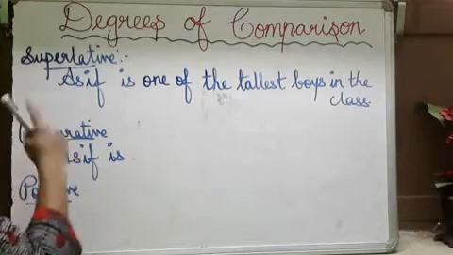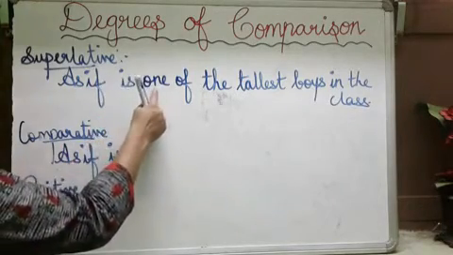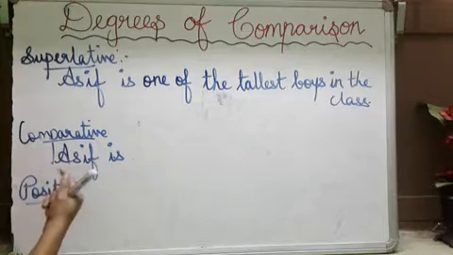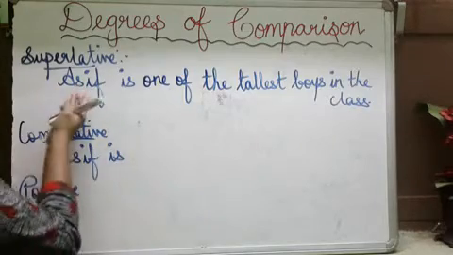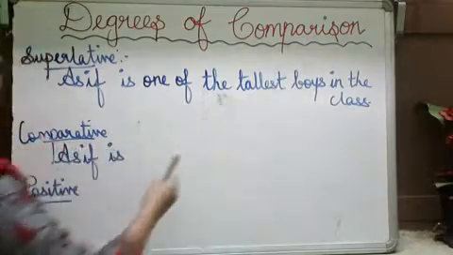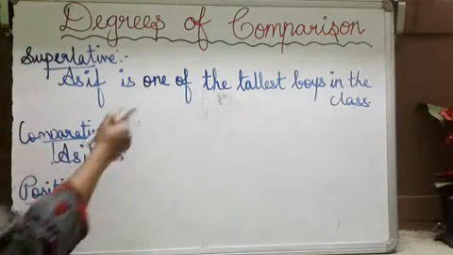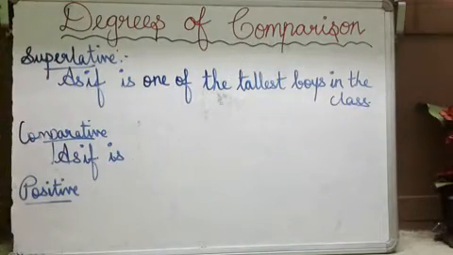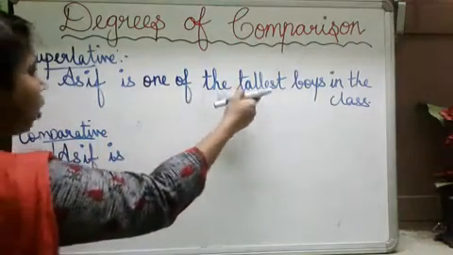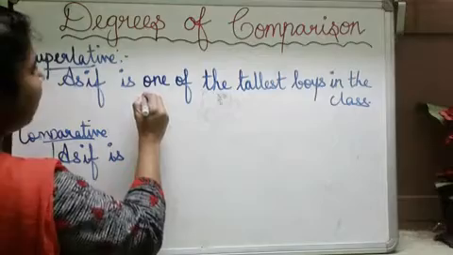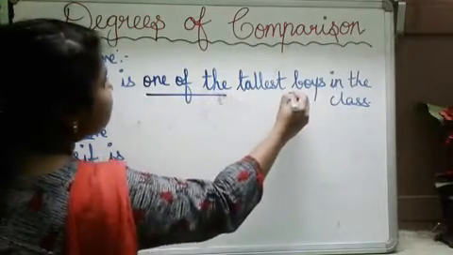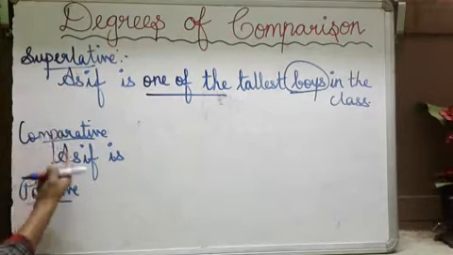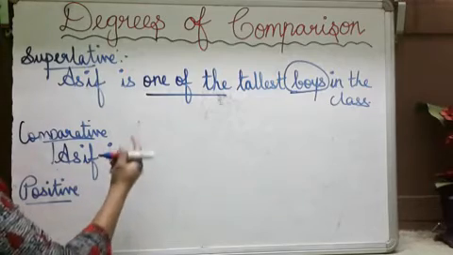Whenever we use 'one', a common mistake is using the noun in singular form. That's wrong. Among those tallest boys, he is one. So this noun will be in plural form. Whenever you use 'one of the', the noun will change into plural. It will not be in the singular form. So Asif is one of the tallest boys in the class. Whenever you use 'one of the', this noun will be in plural form. You should not forget.